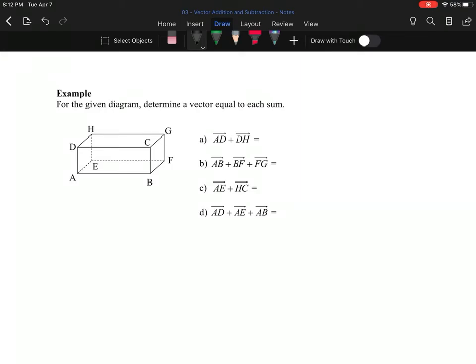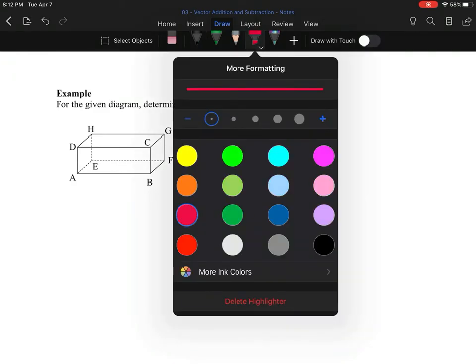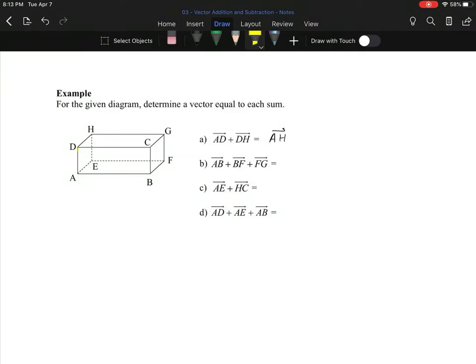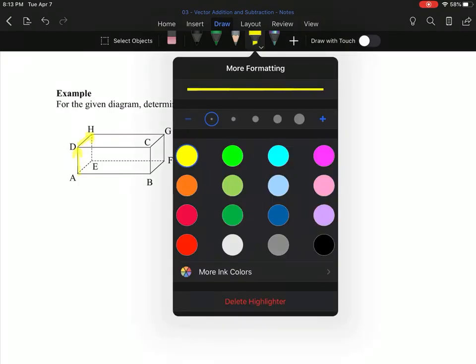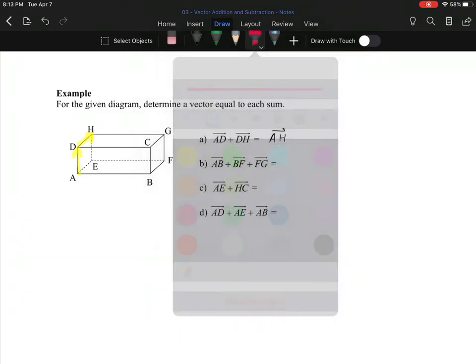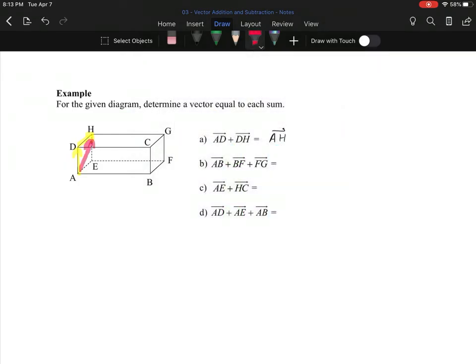So in 3D now, we're trying to move towards 3D here. Just a fair warning, we're coming up on 3D here. For the given diagram, determine the vector equal to each sum. Well, again, this first one, AD, DH, I don't really need the picture to do AD plus DH. AD plus DH is just AH. But to see it in 3D, to get ready for tougher examples, we're adding AD right there to DH right there, and the resultant would be as if we went from A to H diagonally across the end there.